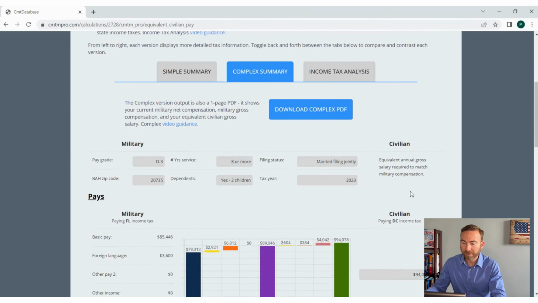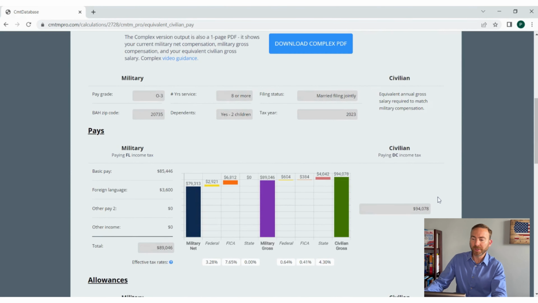Next, we're going to look at the pay chart. What you'll see is the simple tab is kind of the right side of the chart here, but the complex tab adds on these left few columns. These left few columns represent your current military gross to military net pay. So while the simple tab only showed you civilian gross to military gross, the complex one shows you military gross pays, your current estimated income taxes, and your current military net pays.